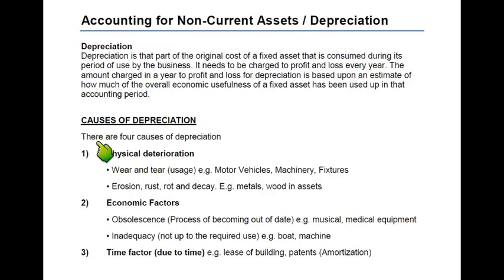Now secondly, we have causes of depreciation. Causes mean the reasons. What are the reasons behind the depreciation? Meaning, why does a non-current asset depreciate? So there are basically 3 reasons. 2 of them are more common. One is physical deterioration. Now what is physical deterioration?